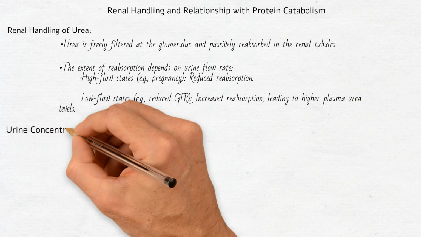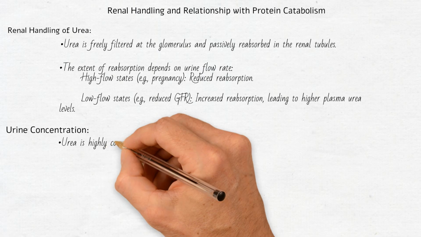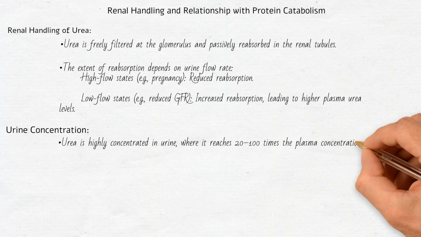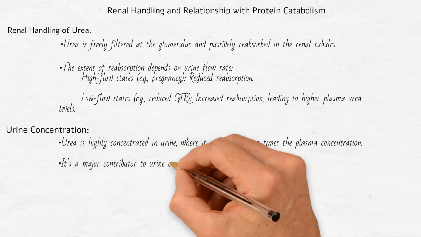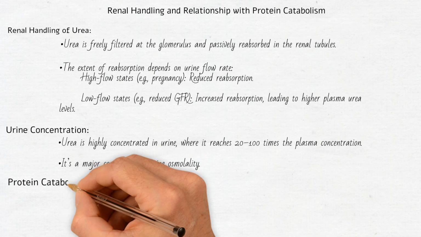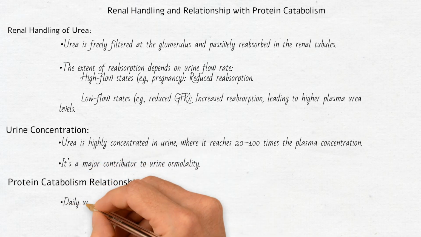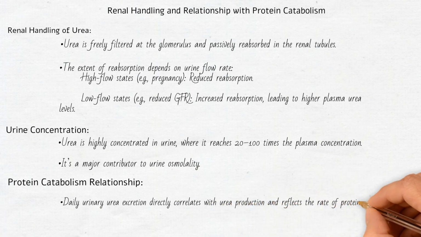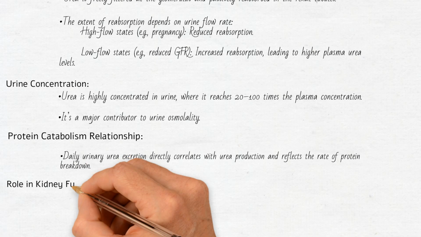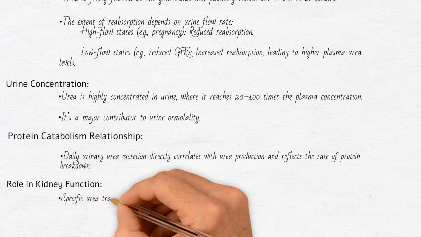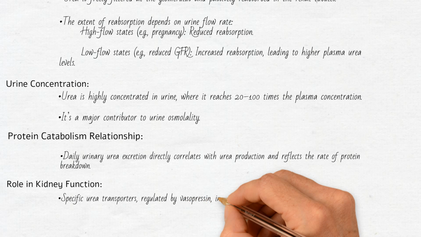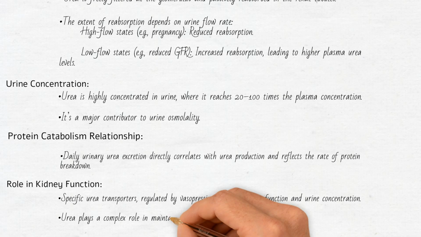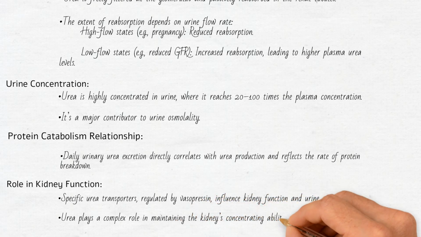Urine concentration. Urea is highly concentrated in urine, where it reaches 20 to 100 times the plasma concentration. It's a major contributor to urine osmolality. Protein catabolism relationship. Daily urinary urea excretion directly correlates with urea production and reflects the rate of protein breakdown. Role in kidney function. Specific urea transporters, regulated by vasopressin, influence kidney function and urine concentration. Urea plays a complex role in maintaining the kidney's concentrating ability.